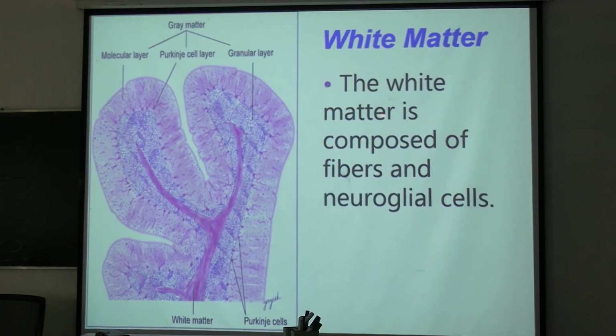Next, we are going to white matter. White matter is composed of fibers and neuroglial cells. The deep pink portion in the middle, this is forming the white matter formed by the fibers and neuroglial cells. And the violet dots you are getting here, these are the nuclei of the neuroglial cells. Okay.